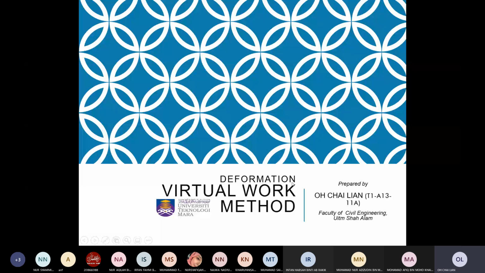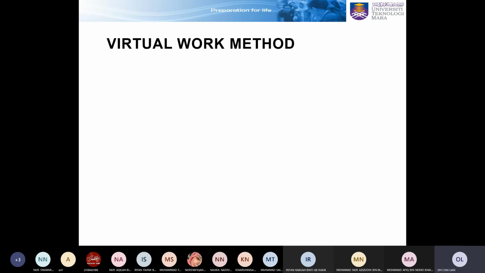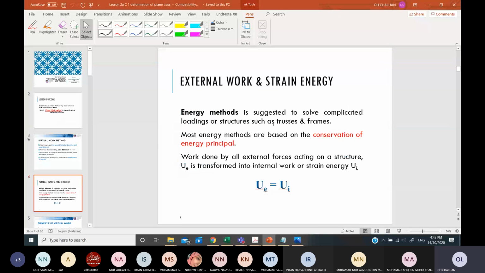Okay, so I'll start right now and then give you some time to work on a question. Maybe please stop me if I'm talking too fast. So from today's lesson, you shall be able to apply the virtual work method to determine the deflection of the truss. This is a reading slide. I would like you to go through these reading slides on what this method is about, who developed this method, and what is the concept behind.